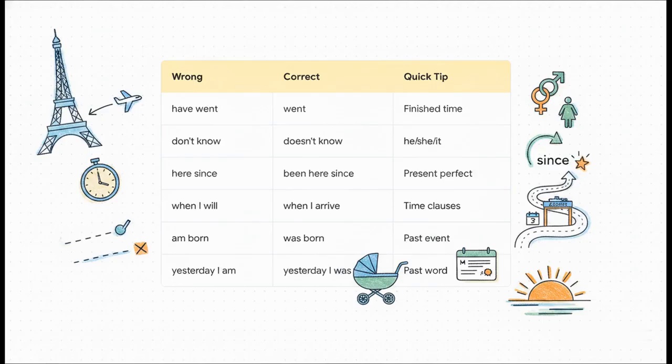I have been here since morning. Then there's when I will arrive. In time clauses, English just doesn't use the future tense. It's simply when I arrive. Next up, I am born in 1995.